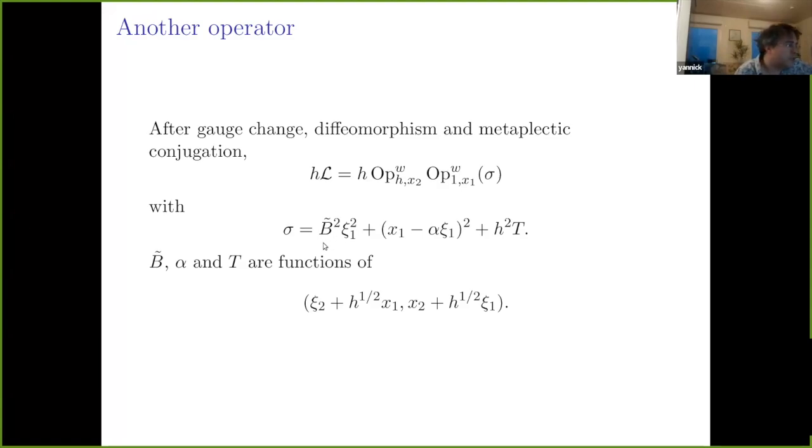So you have a function b tilde square, you have a psi1 square, then you have a x1 square if we forget about this alpha thing, and then you have a sub-principal term. And here, the b tilde, the alpha, and the t are just functions of these parameters. And here you see this h^(1/2) in front of x1 and psi1 is just because we rescaled everything in x1 and psi1. And so if in the symbol you put just h equals 0, you will find b tilde square of psi2 x2 square times psi1 square plus x1 square, which is just a harmonic oscillator in the x1 and psi1 variables.